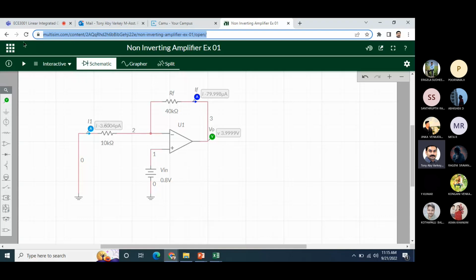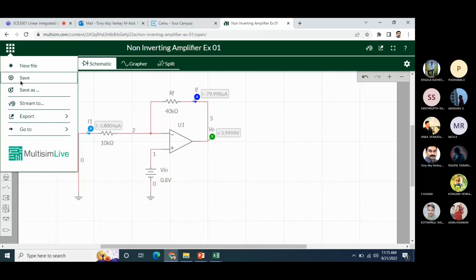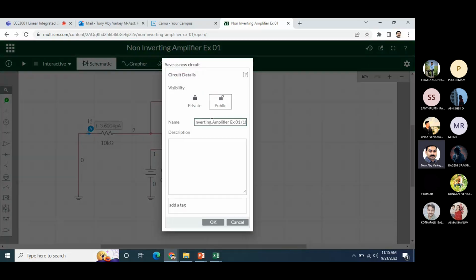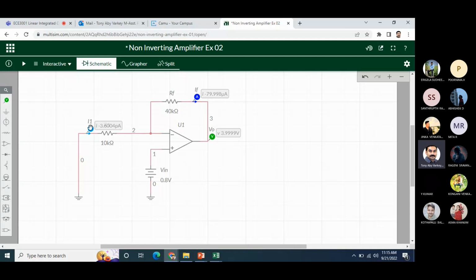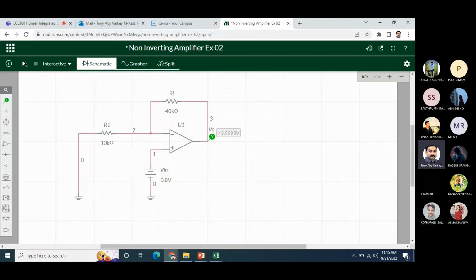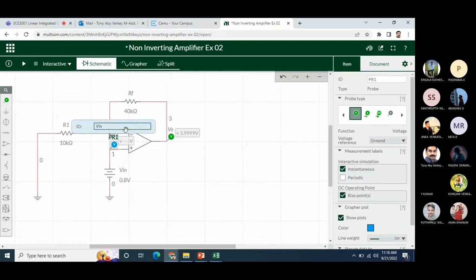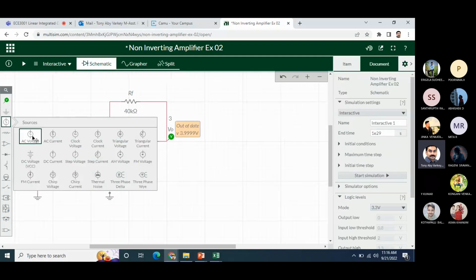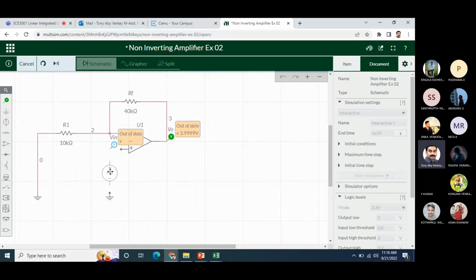Okay. Now same thing we will save as non-inverting amplifier example 2, wherein we will give the sine wave. So I don't want the current probe and all. I just want input and output. So another voltage probe I will take, connect it here. I'll change the name to Vin. Then DC supply I will remove and connect one sinusoidal supply, which is the AC voltage.